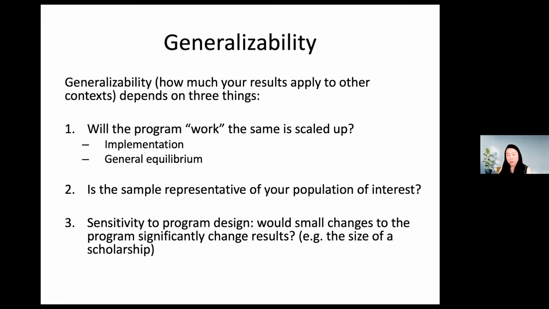The other threat or concern on external validity is called generalizability. This means how much your result can apply to other contexts. Say we run this eyeglasses experiment in rural China. Will that work in other countries, right? Once the program is generalized to other populations, will we see the same impact?